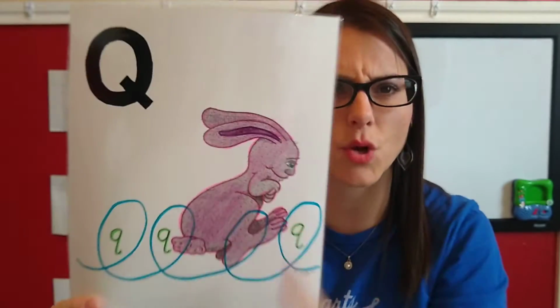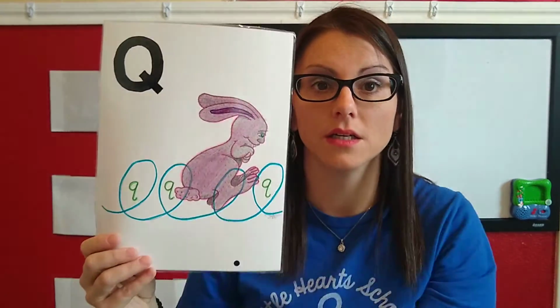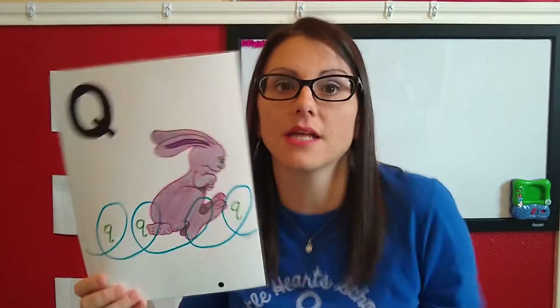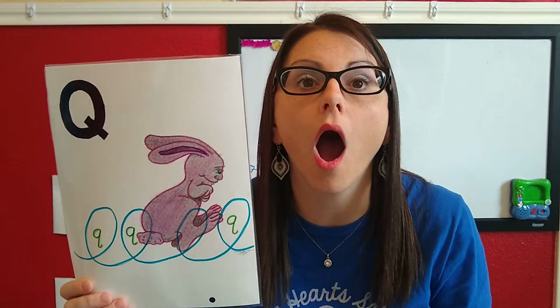Here's the letter Q, capital and lowercase. Hooks backwards. And that's a rabbit. But rabbits are very quick. So we're going to take our arms like we're hopping and we're going to move quick. So we're going to say qua, qua. It's like a rabbit. Qua, qua, qua, qua.